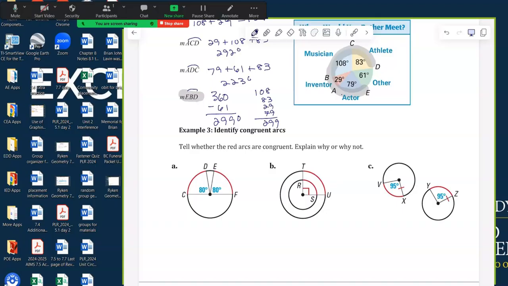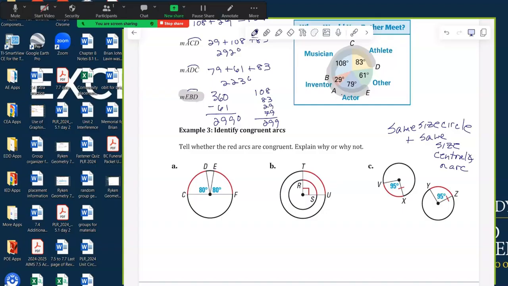Tell whether the red arcs are congruent. Explain why or why not. Okay, so to have the arcs be congruent, they have to be the same size circle plus the same size central angle or arc. Okay, so let's look and see what you think.